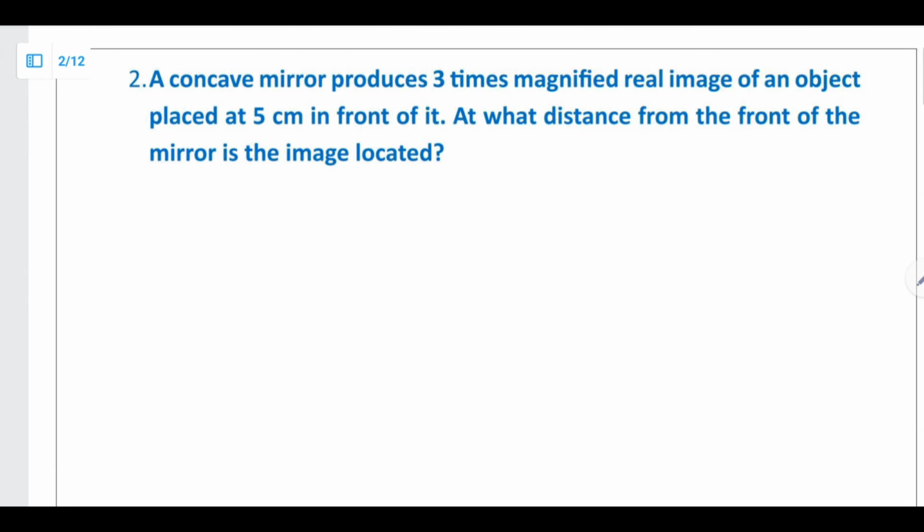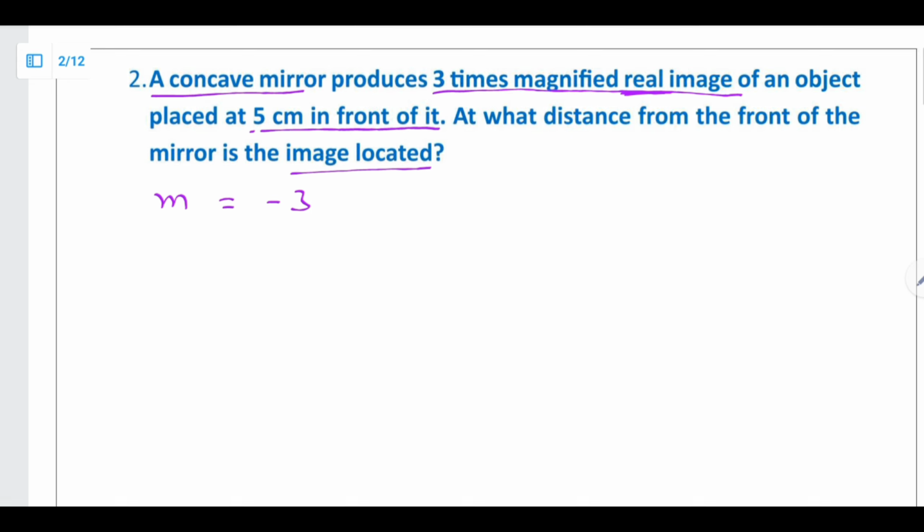Next question. A concave mirror produces a 3 times magnified real image of an object placed at 5 centimeters in front of it. At what distance from the front of the mirror is the image located? That means you have to find the image distance. The given mirror is a concave mirror. Magnification m equals -3 because the image formed is real. When the image formed is real, the magnification value will be negative.